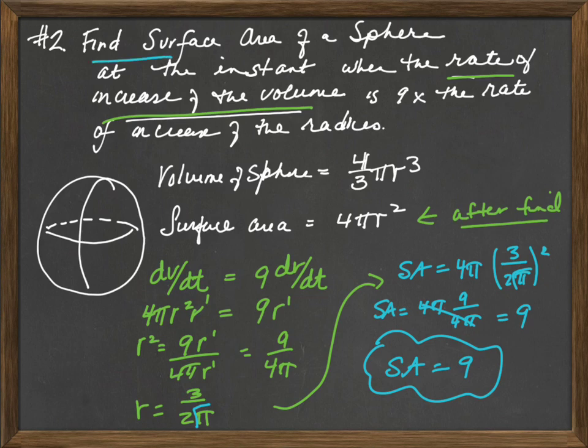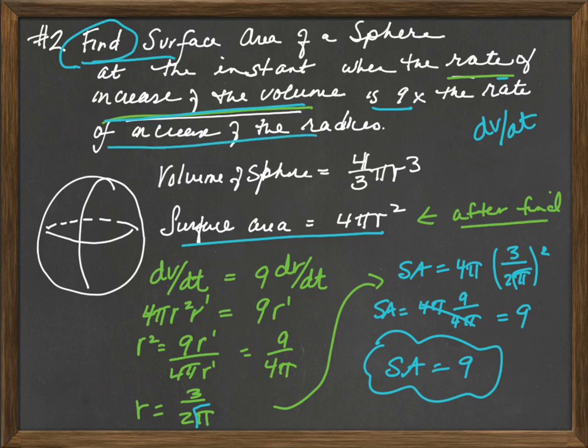The surface area of a sphere. Okay, so we know the surface area of a sphere is 4 pi r squared, or you should know that. They want you to find that at the instance when the rate of increase of volume, so that is dV/dt, right, is 9 times the rate of increase of the radius, so that's dr/dt. So we have this equation dV/dt is 9 dr/dt.